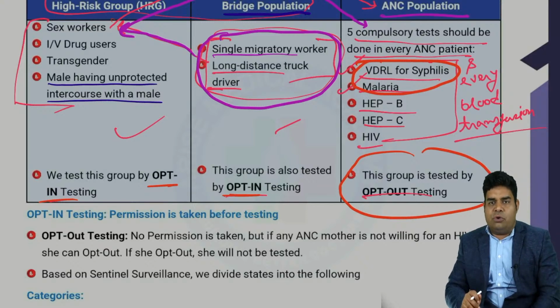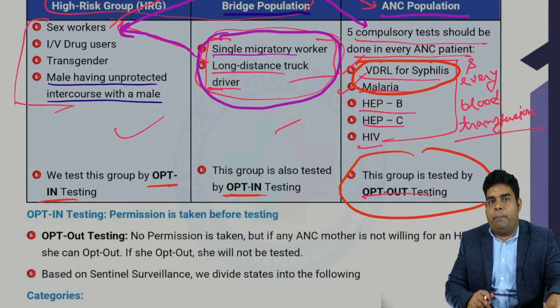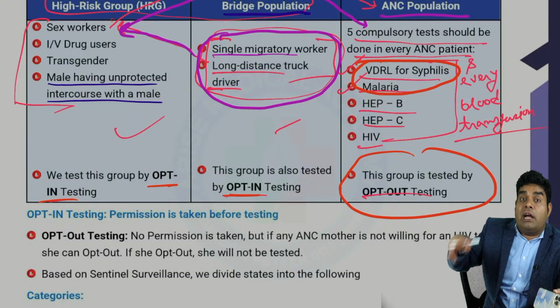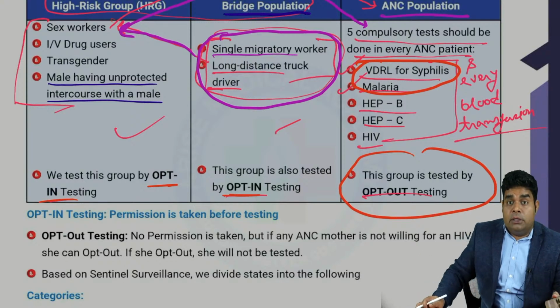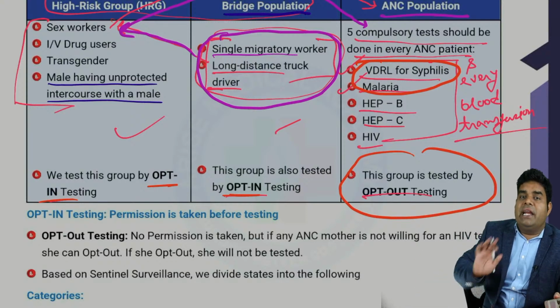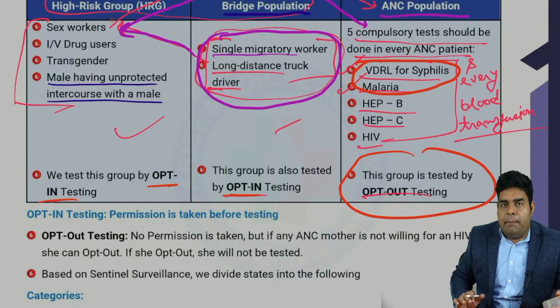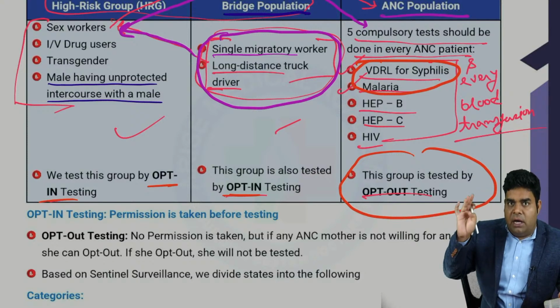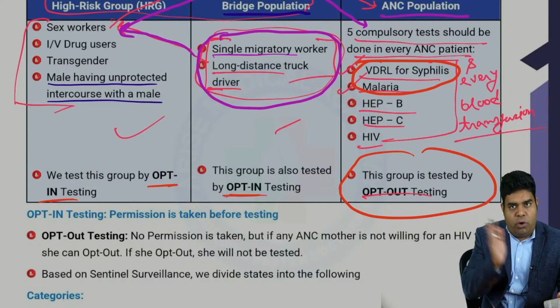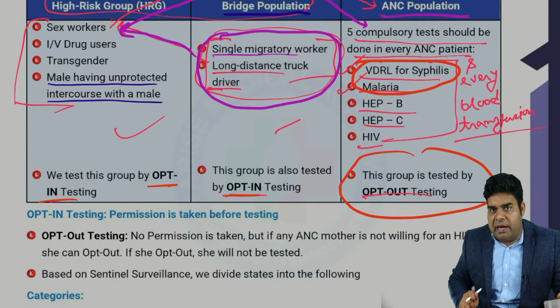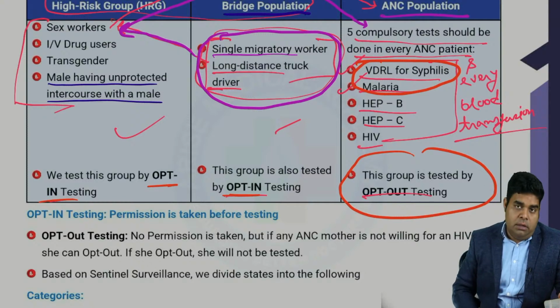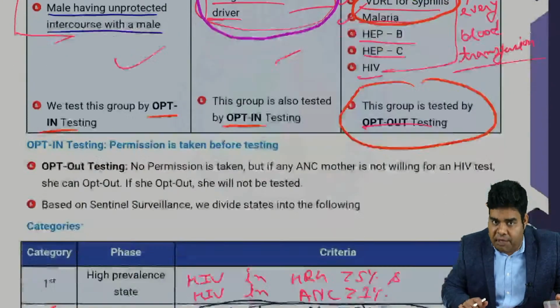One of the INICET questions asked on this topic was, which of the following do not come under HIV sentinel surveillance? So remember, sex clinic attendants and STD patients do not come under this surveillance. 7 groups come under it. Sex worker, IDU, MSM, transgender, 4 are high risk. Bridge population, migratory and long distance truck driver, and last is ANC. 7 groups come under it.